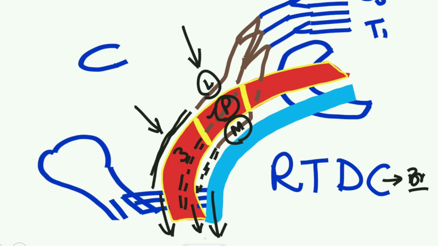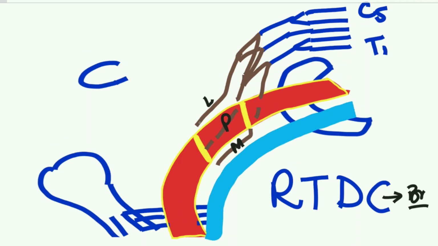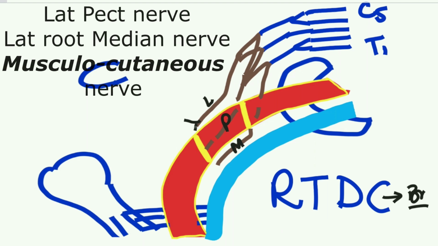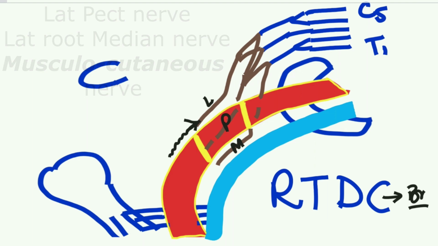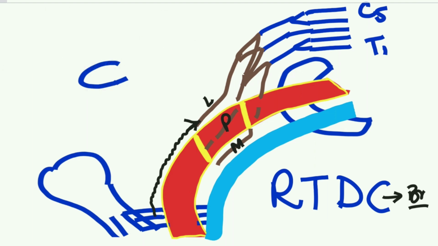Let me explain now in an easy way. Branches of the lateral cord are the lateral pectoral nerve, lateral root of the median nerve, and the musculocutaneous nerve. Among these branches, the musculocutaneous nerve is the branch that will accompany further and will be on the lateral side of the third part of the axillary artery.